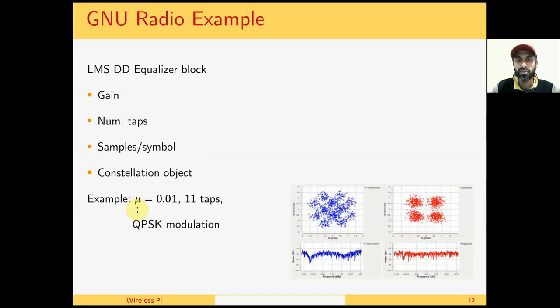In this example, we have a step size mu of 0.01, 11 taps, QPSK modulation and a symbol spaced equalizer. We can see that the input to the equalizer is all over the place, although we can still spot a structure in the received signal. The spectrum is given here. After the compensation with the equalizer, the spectrum at the equalizer output is ideally flat.